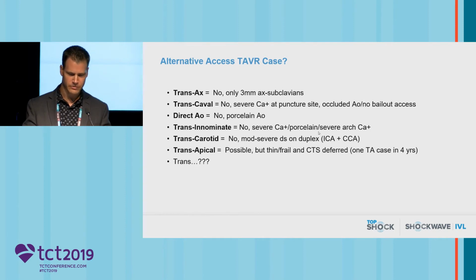Possible transcarotid, her duplex showed she had disease in both the common and internal carotid, so that was off the table. Transapical, it's possible. She's very thin and frail. Our CT surgeons actually deferred and turned her down for a transapical. We've done 1 TA case in about 4 years, and that one ended up with an LV pseudoaneurysm. So we went back to the table and said, guys, what do we do? Along comes our Shockwave rep. He's like, hey, let's give it a shot.